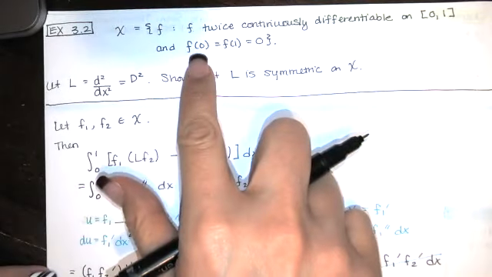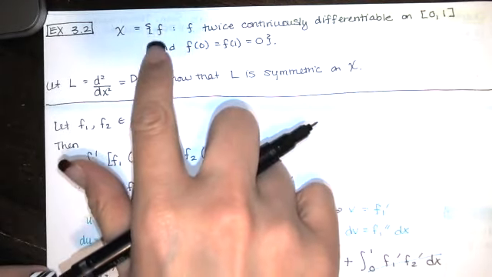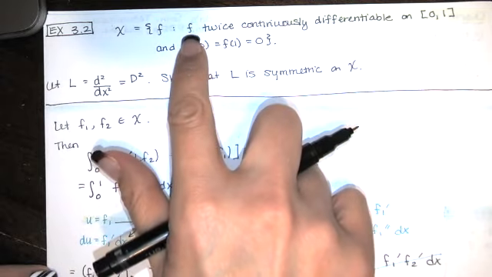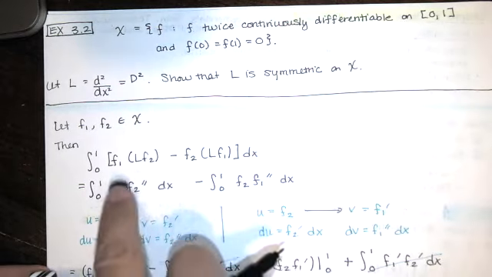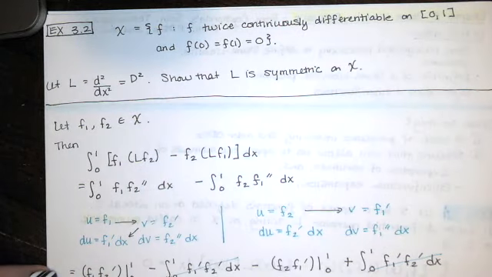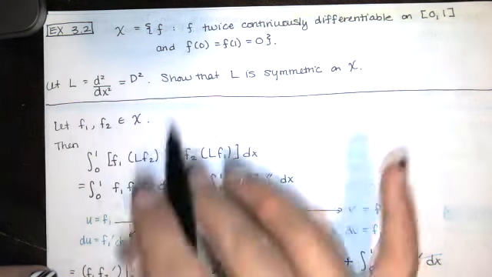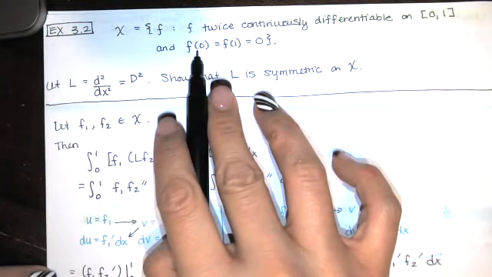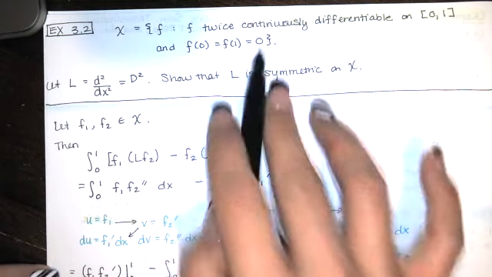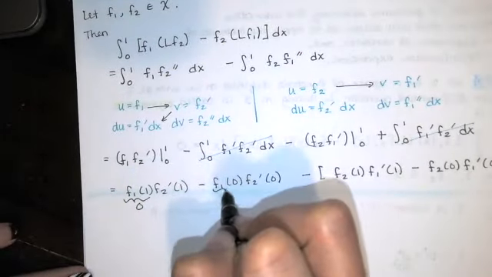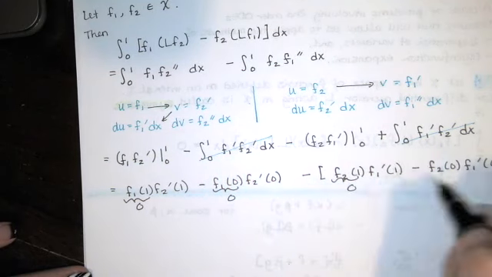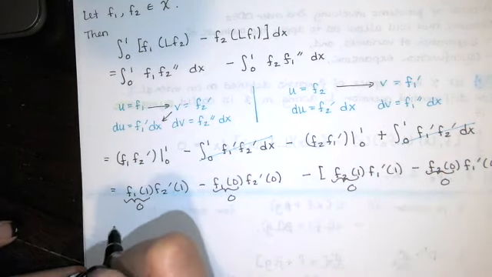Now remember the definition of this space. We're talking about a set of functions that include twice differentiable, continuously differentiable functions. So these functions, second derivatives, they exist and they're continuous and they're nice on the interval from 0 to 1. And then at 0 and 1, the functions are both 0. So this is 0, and this is 0, and this is 0, and this is 0. So obviously the whole thing is 0.